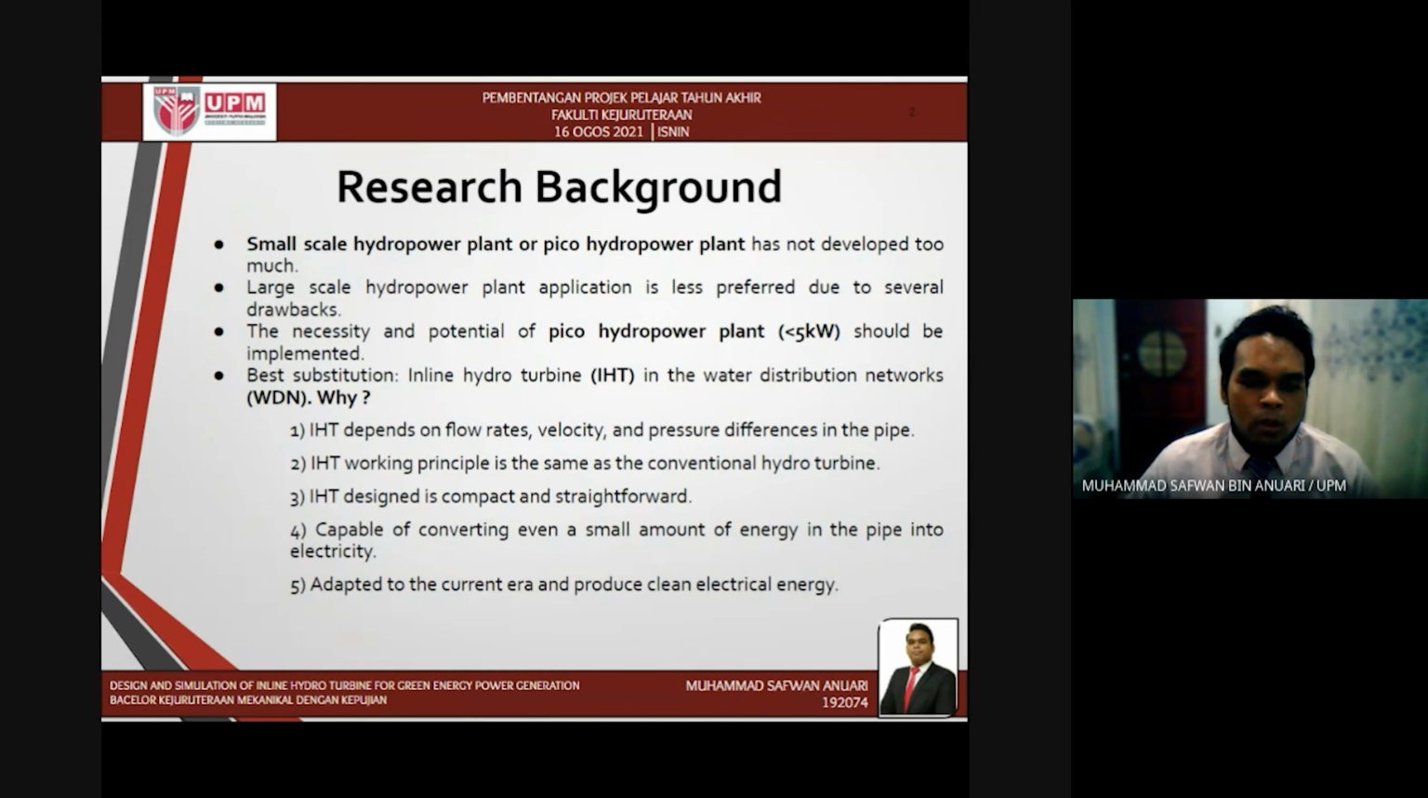The inline turbine in the water distribution network is a helpful energy harvesting method of pico hydropower technology. Why? Firstly, IHT depends on flow rate, velocity, and pressure difference in the pipe. Second, the IHT working principle is the same as the conventional hydro turbine. Next, the IHT design is compact and straightforward. It is also capable of converting even a small amount of energy in the pipe into electricity. And lastly, it is adapted to the current era and produces clean electrical energy.